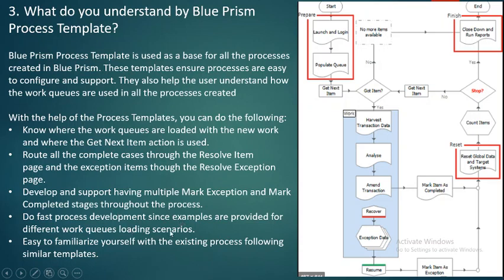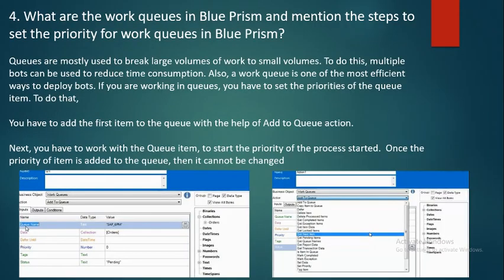It allows fast process development, since examples are provided for different work queue loading scenarios, and it is very easy to familiarize yourself with an existing process following similar templates. This is also very useful if you are using a similar kind of template in any other processes or use cases in future. This is very helpful for you all, because this will create reusable components for your upcoming processes. So this Blue Prism process template concept is very important, and I'm 100% sure that any interviewer will definitely ask you this question.